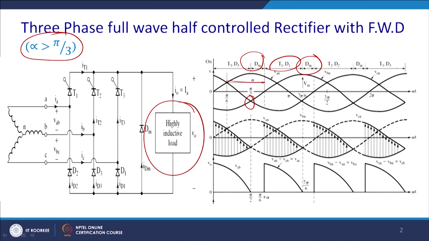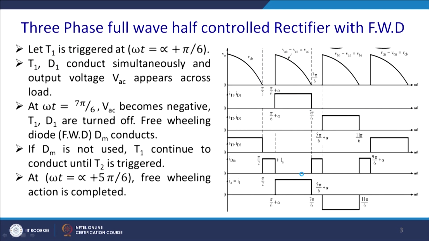Similarly, it will sequence and you will get a voltage like first CB, thereafter AC, thereafter BA and CB. So, instead of the 6 waveform segments, in this case you are going to get 4. Now, the 3-phase full wave half control converter, same thing we will continue. Let us trigger T1 at an angle pi by 6 plus alpha.